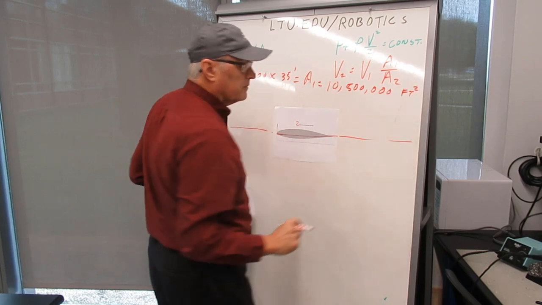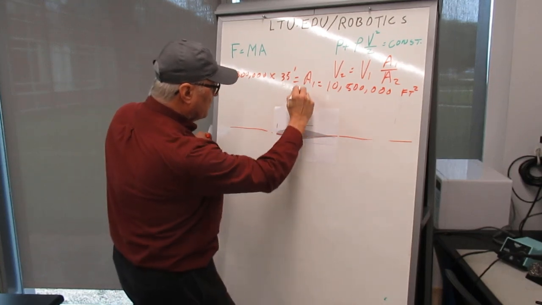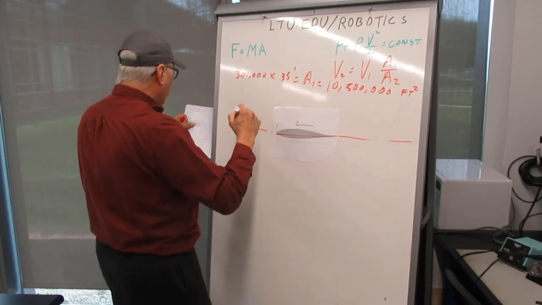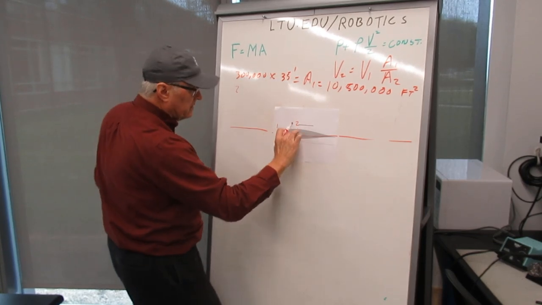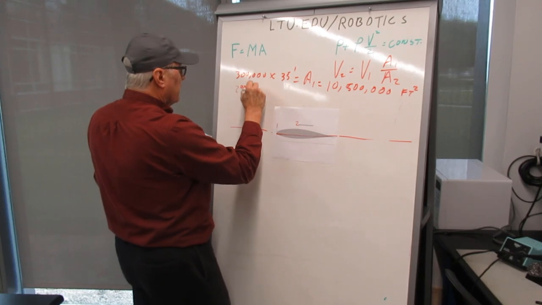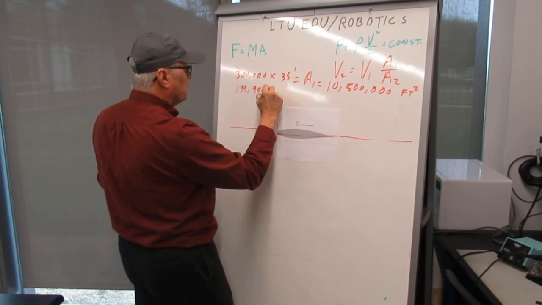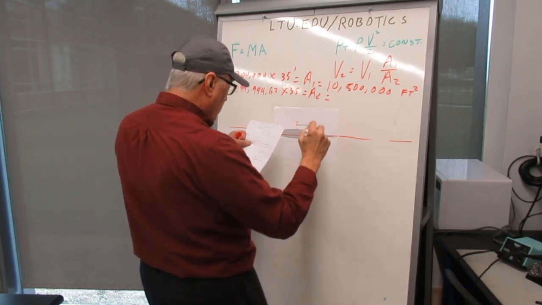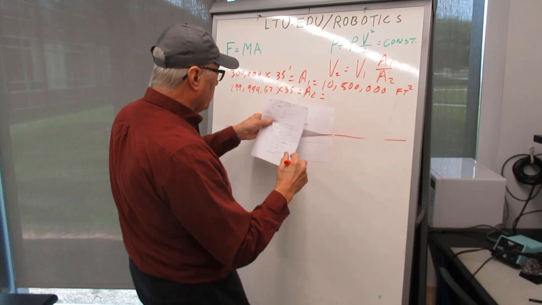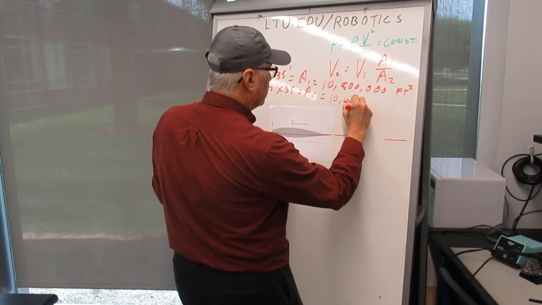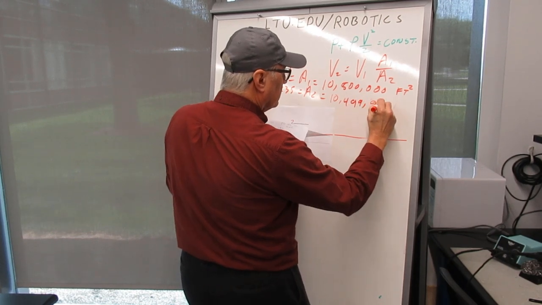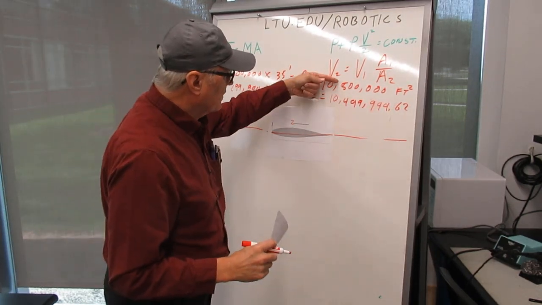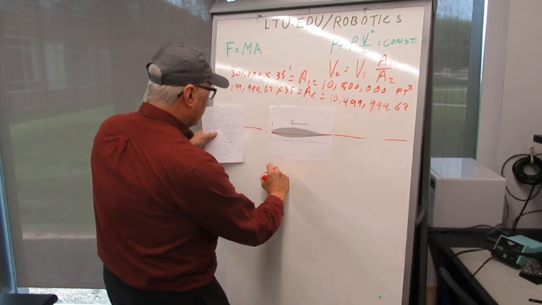feet squared. Okay? Now, at point two, because this is about 0.38 feet from the center line up to the top, my height between here and outer space is 299,999.62 feet times that 35 foot wingspan gives me my A2, which is equal to 10,499,999.62 square feet, okay?